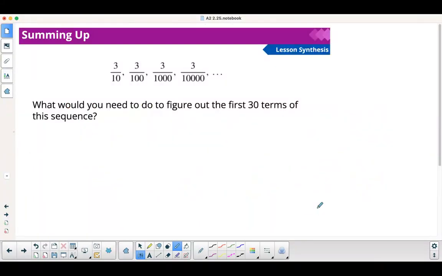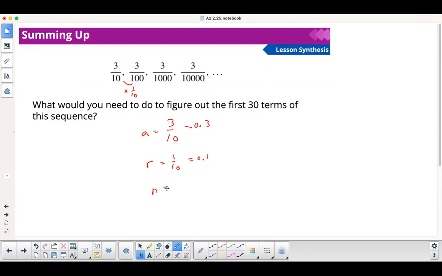All right, so what would you need to do to figure out the first 30 terms of the sequence? So your first term you need is 3 over 10. We need to figure out what your common ratio is. So it looks like I'm multiplying by 1/10 because the 3 stays the same. So that's a 1, and then the 10 is 10 times bigger. So you could do 1/10, or I guess it might be easier to plug it into your calculator as 0.1. If I wanted to make it a decimal, I probably could. Might be easier to type into your calculator.